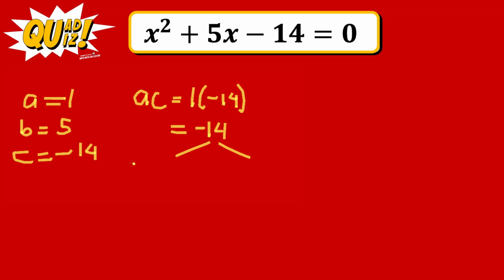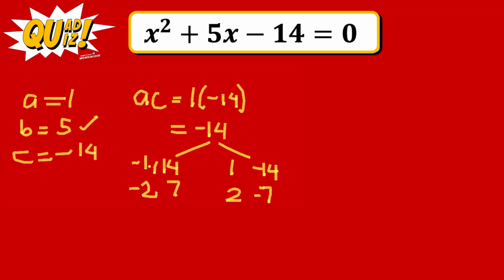The factors for this will have -1 and +14. We can also have -2 and +7. We could also use +1 and -14, as well as +2 and -7. So which of these 4 pairs of factors? They are called factors because when they are multiplied to one another they will result to -14. Which of these pairs will result to 5 when they are added?